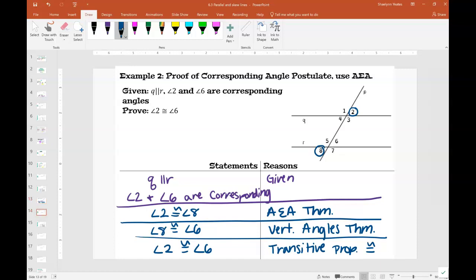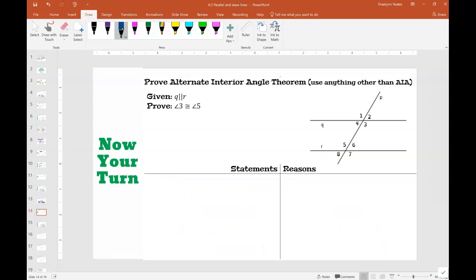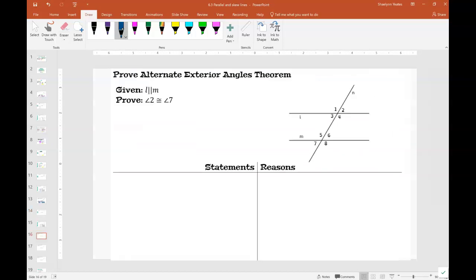All right, so there's an example of a proof. I want you guys to go ahead and prove the alternate interior angles, and you can use anything other than alternate interior angles. So you can use alternate exterior angles, you can use corresponding angles, you can use same side interior. I don't care what you use, as long as it is not alternate interior angles. All right, and then we will come back together. We will prove alternate exterior angles, and then we'll prove the alternate exterior angle converse, and we'll be good from there. All right, see you guys in a minute.